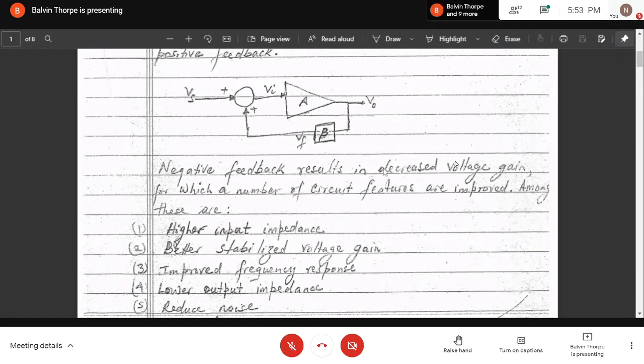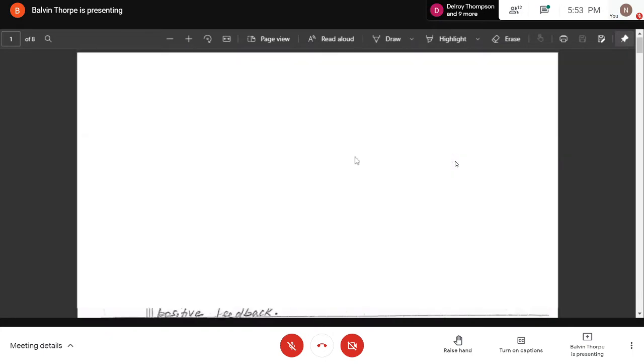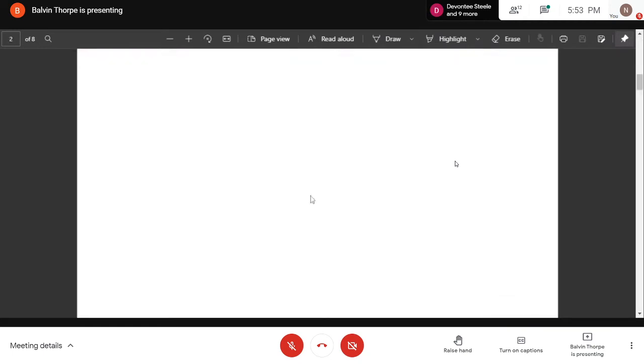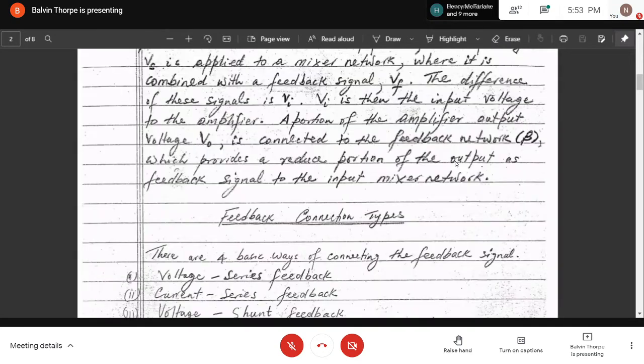However, if the feedback signal is out of phase with the input signal, then that signal is considered to be negative feedback. Okay? Yes, sir. Good. That's what I want to hear, because if I'm not hearing you, I'm not sure if you're hearing me.